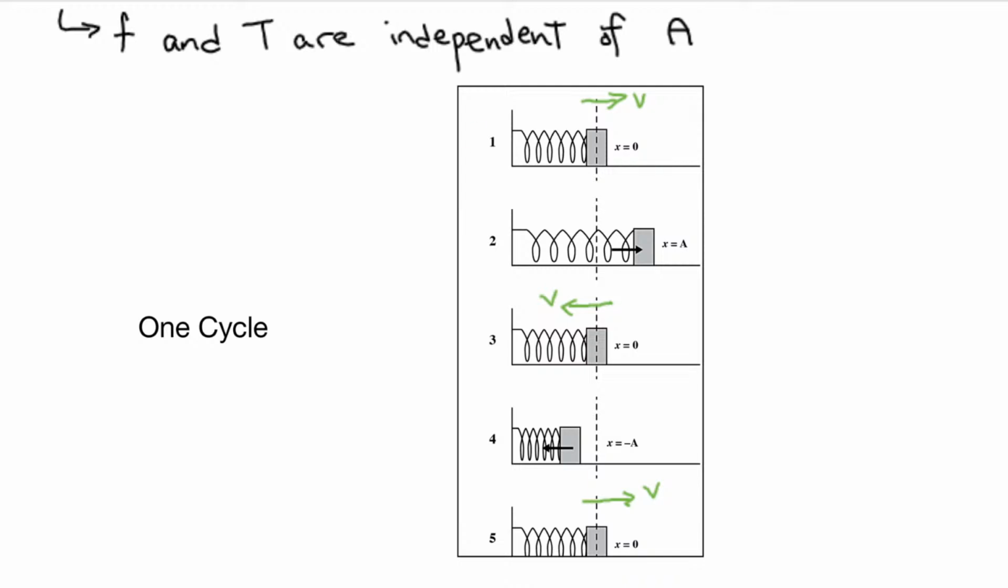But notice what we're showing here, going from panel 1 down to panel 5 is one full cycle or a full oscillation, which would have your object return to where it started, but also have the same sense of motion. That's a full cycle.